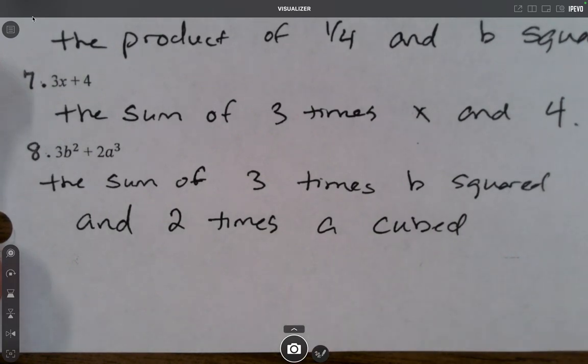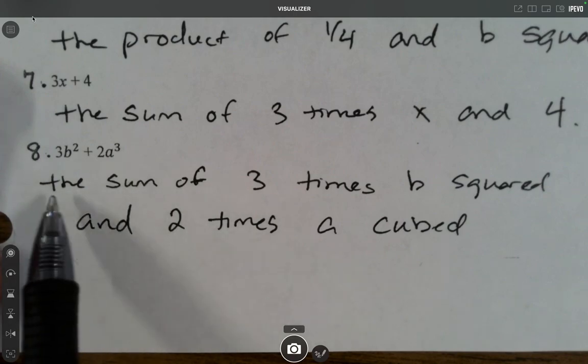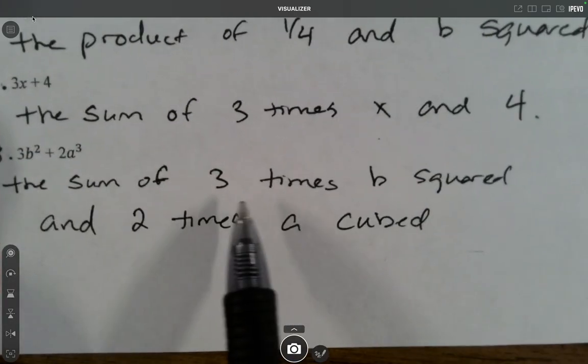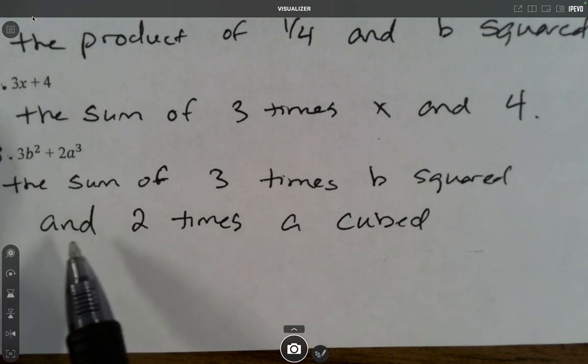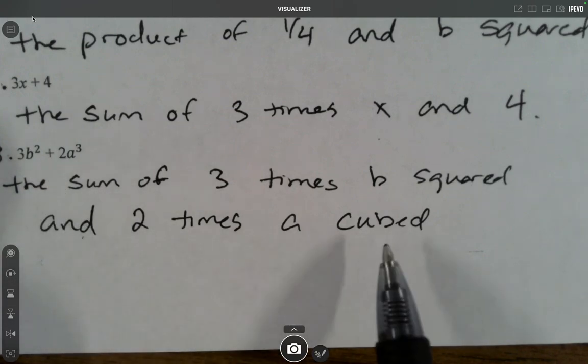So pretty much all of these, I know number 3 was an exception, but pretty much all of these, the pattern is you'll say the sum, the difference, the product, the quotient of, then you describe the first term, put the word and, wherever the operation is, and then describe the second term.